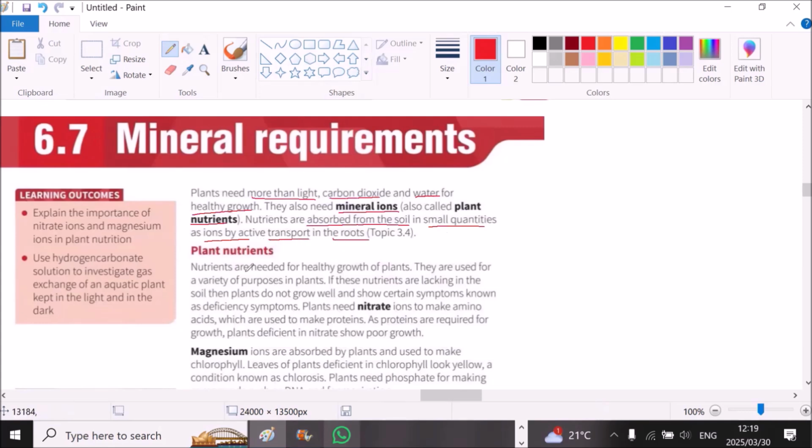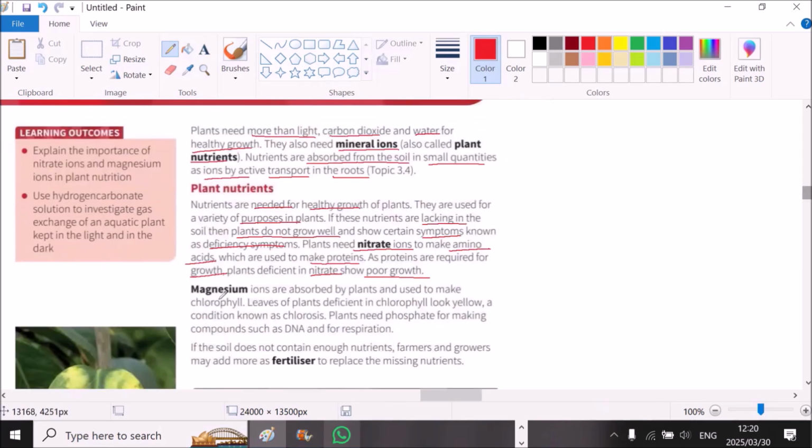Plant nutrients. Nutrients are needed for healthy growth of plants. They are also used for a variety of purposes in plants. If these nutrients are lacking in the soil, then the plants do not grow well and show certain symptoms known as deficiency symptoms. Plants need nitrate ions to make amino acids, which are used to make proteins. As proteins are required for growth, plants deficient in nitrates show poor growth.